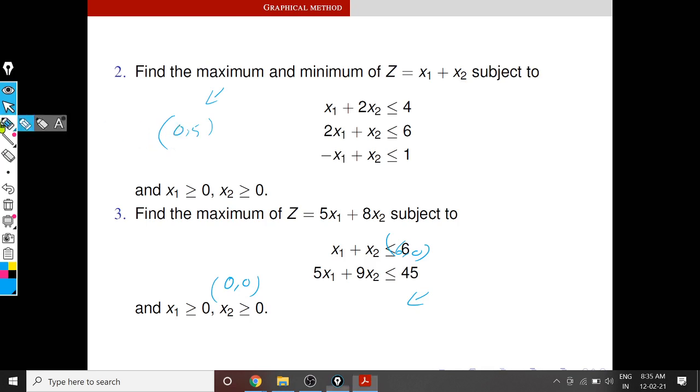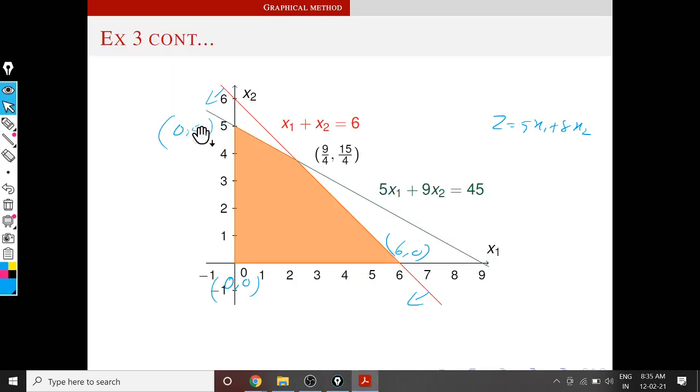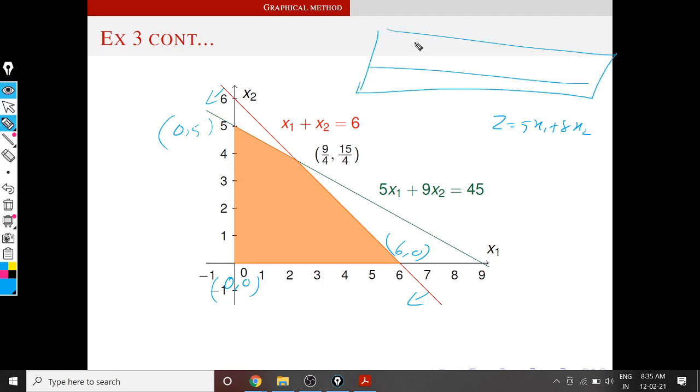Our objective function is z equal to 5x1 plus 8x2. Next you simply evaluate the value of this objective function at these vertices. Then you can easily pick which one is maximum or minimum. You draw a table like this, with the vertex and the value of z. We have only 4 vertices for this feasible region. First one is 0, 0, other one is 0, 5, next one is 9 by 4, 15 by 4, and one more vertex, that is 6, 0.